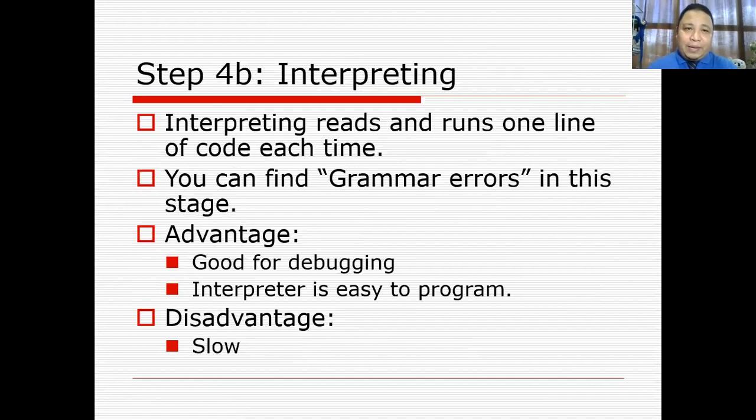Step 4B, interpreting. Interpreting reads and runs one line of code at a time. You can find grammar errors in this stage. The advantage is that it is good for debugging, and an interpreter is easy to program. The disadvantage of interpreting is that sometimes it's slow.